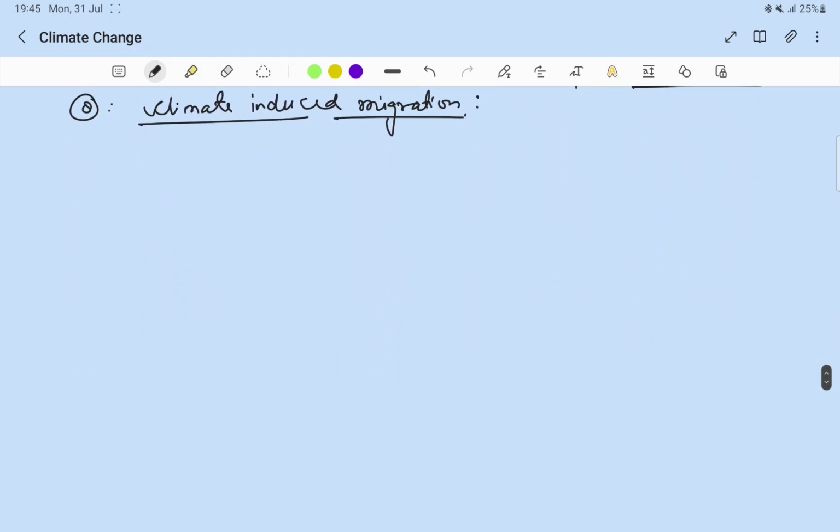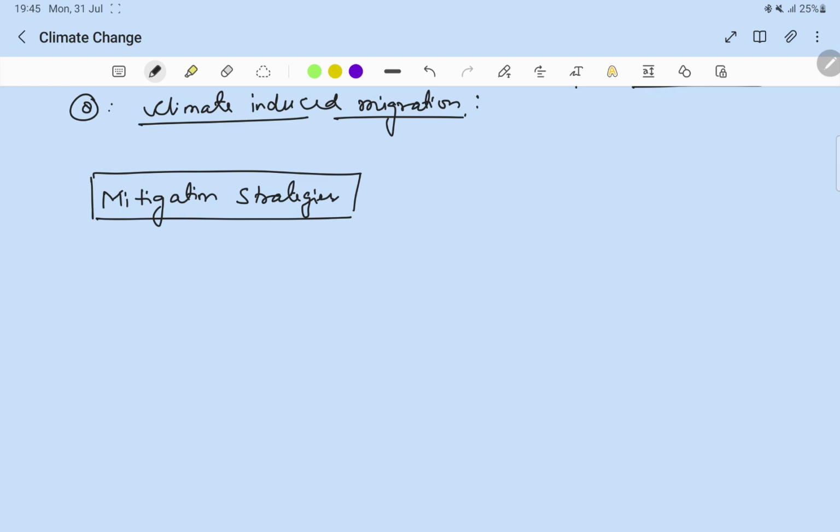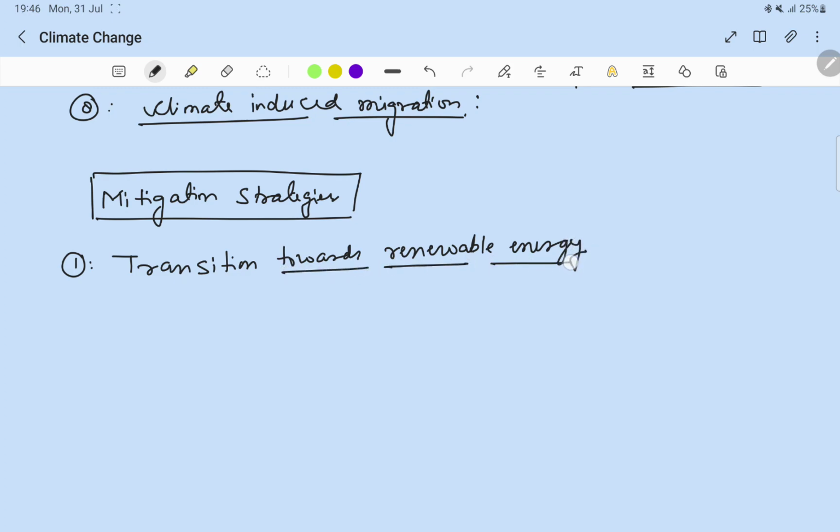So what are the mitigation strategies that we need to follow? Mitigation strategies are those strategies which will help us to combat the menace of climate change. Firstly, we need to transition towards renewable energy.